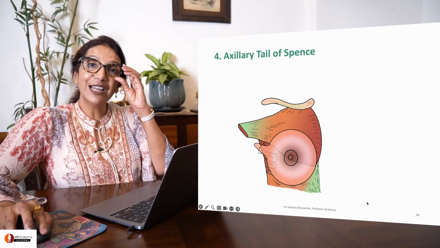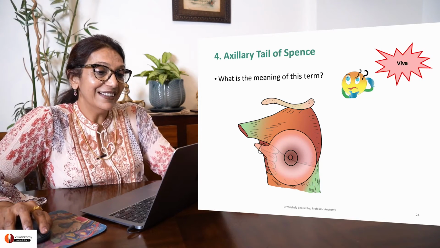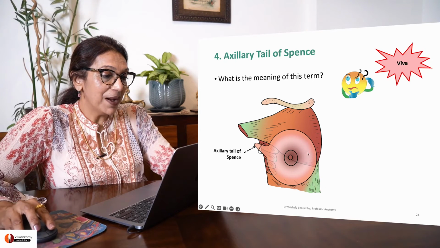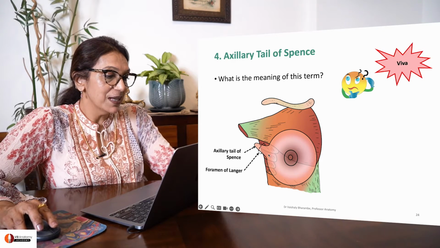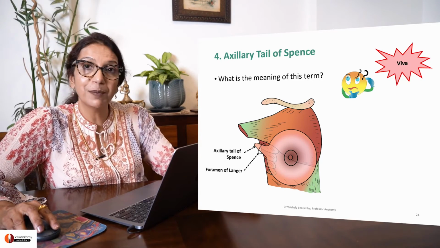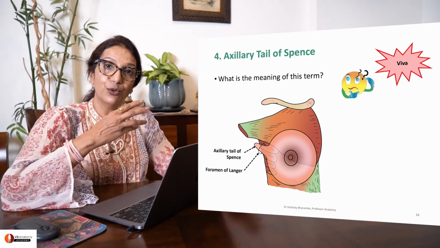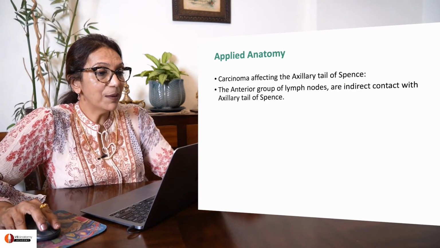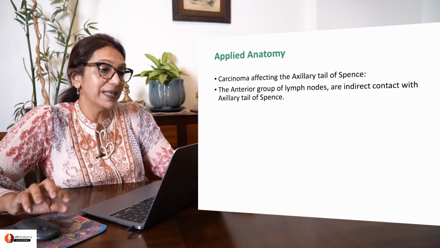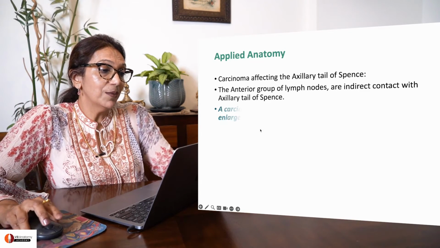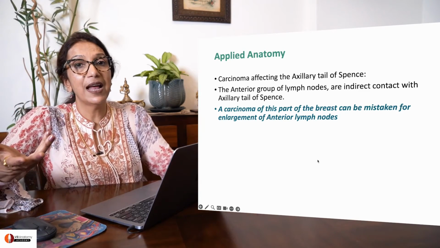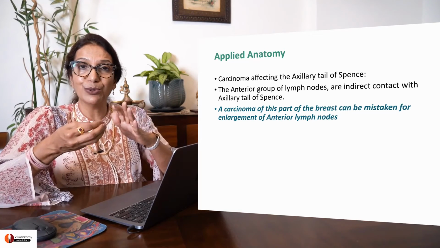What is the axillary tail of Spence? What is the meaning of this term? You can see that a part of the mammary gland can sometimes pierce the axillary fascia, forming a foramen called the foramen of Langer, and enter into the axilla. Okay, what happens is that when there is carcinoma of the axillary tail of Spence, this can be mistaken for enlargement of axillary anterior lymph nodes because they are so close together.